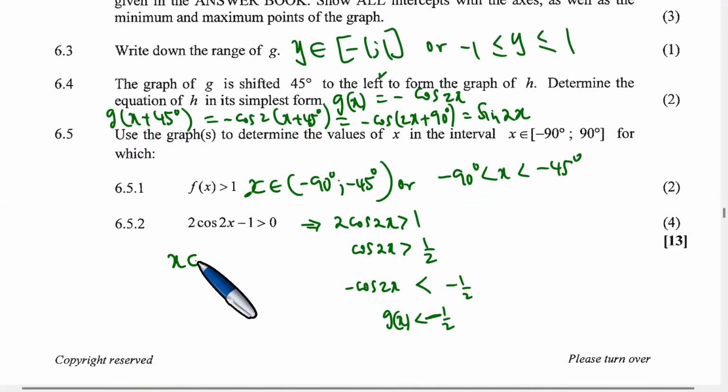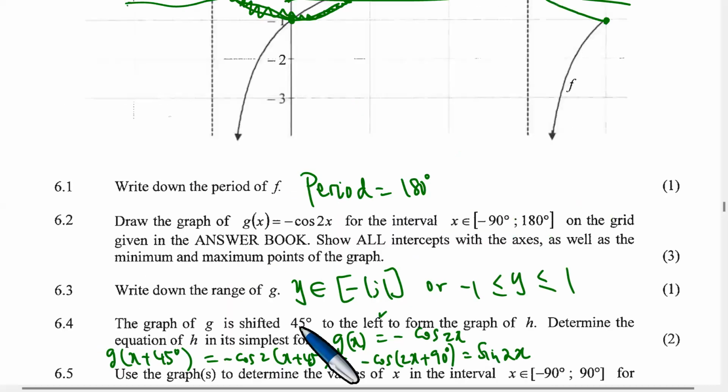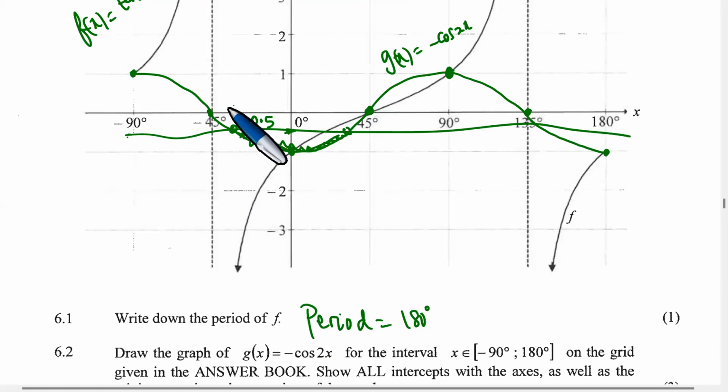Okay, so x here is therefore going to be minus 30 degrees to 30 degrees. Or minus 30 degrees is less than x less than 30 degrees. So ideally what we're saying here is that we have minus 30 degrees and we have 30 degrees. So this is what we have. So this is exactly what we get.